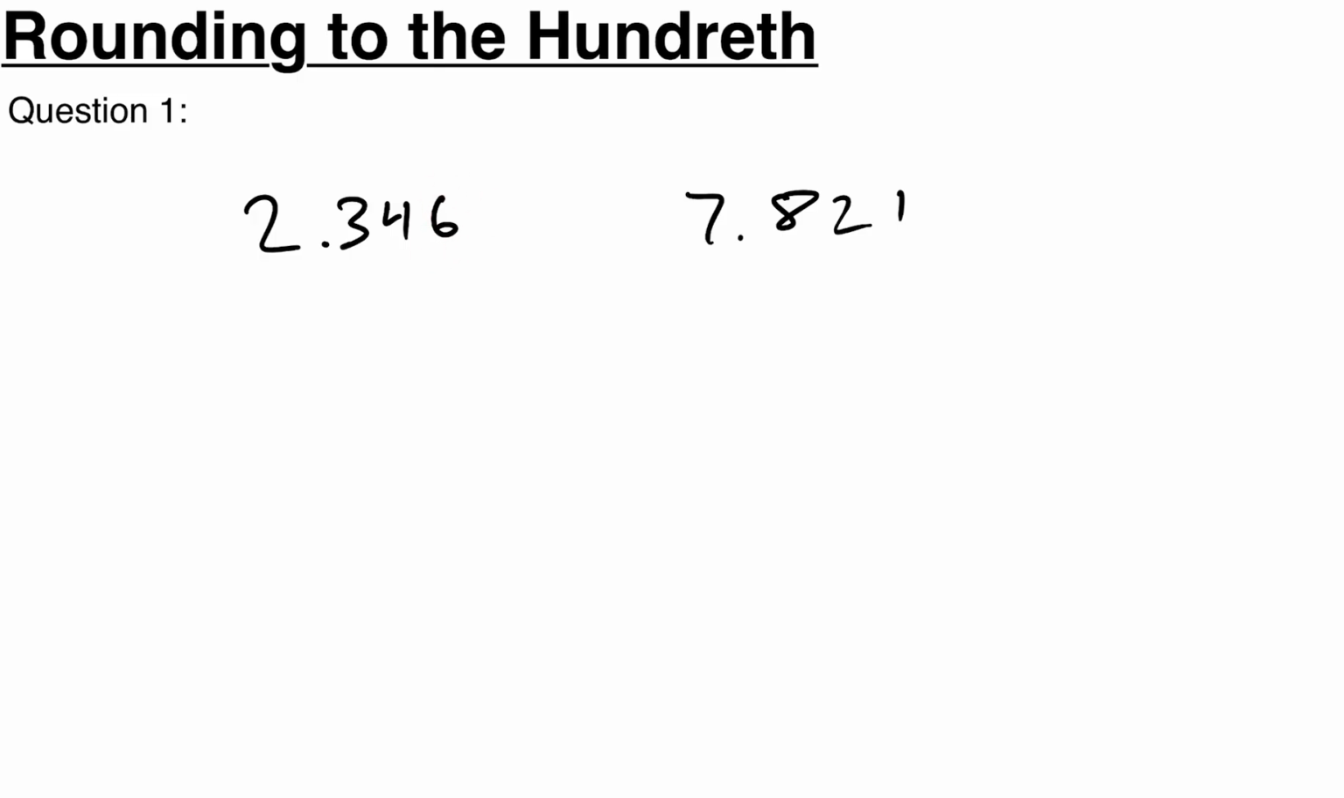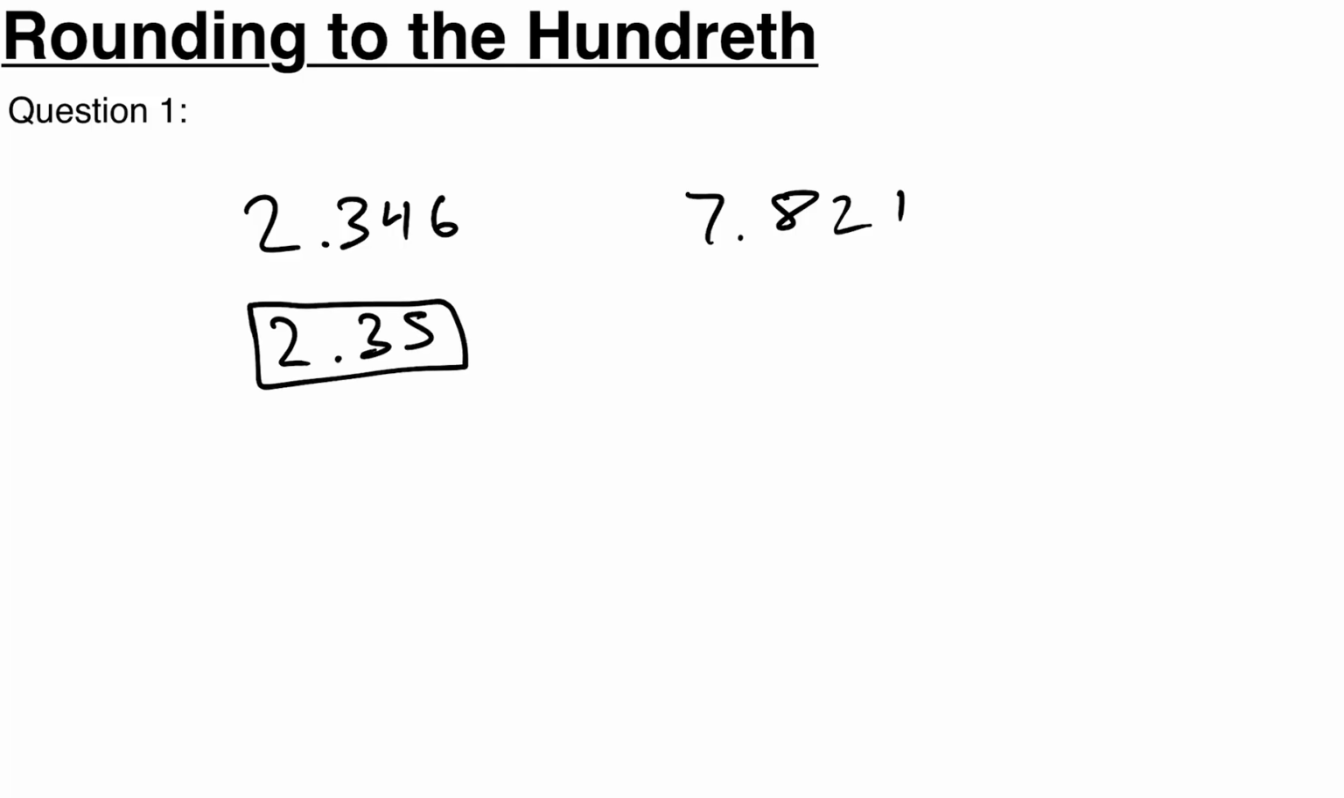So 6 is greater than 5, so we're going to raise the score. So we're going to increase 4 to 5, and then we're going to remove the 6. And so our final answer, rounded to the nearest hundredth, is going to be 2.35.